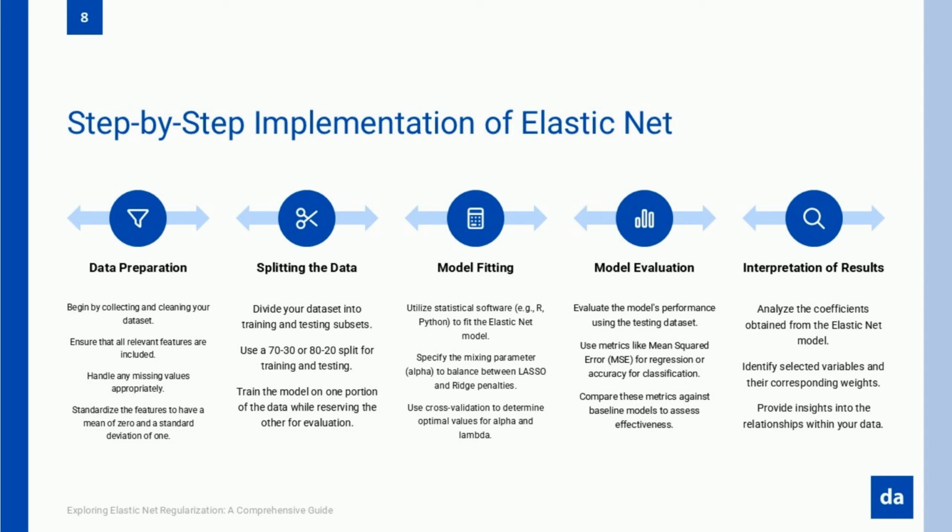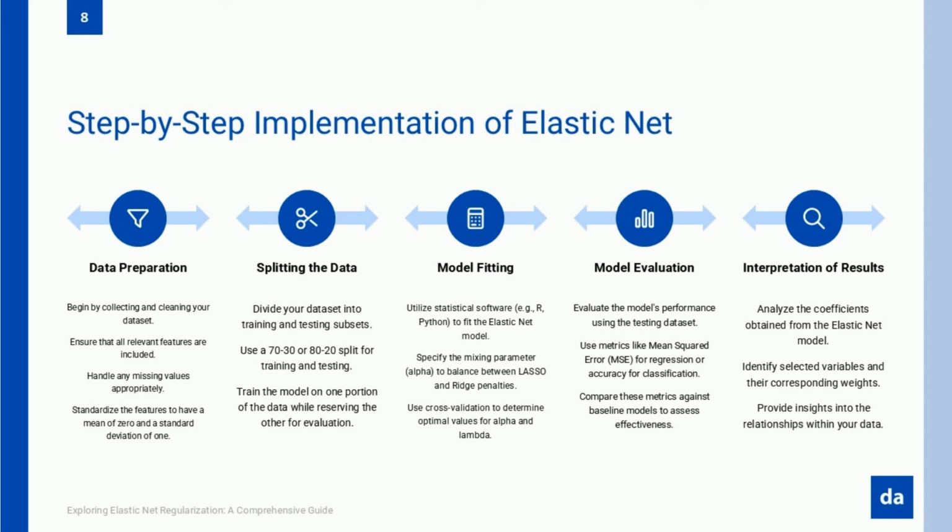After tuning, we evaluate the model. The most common metric for regression models is mean squared error, MSE, which tells us how far off our predictions are on average. We might also look at R-squared, which measures how much of the variation in the data our model explains. If our error is high or our R-squared is low, it means we either over-regularized, removed too much information, or under-regularized, kept too much noise. Finally, we interpret the results.